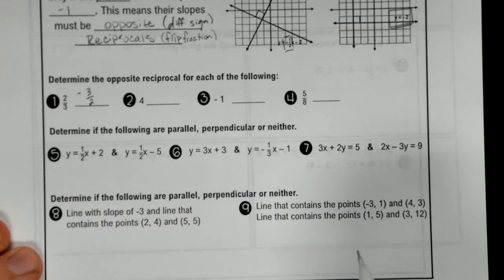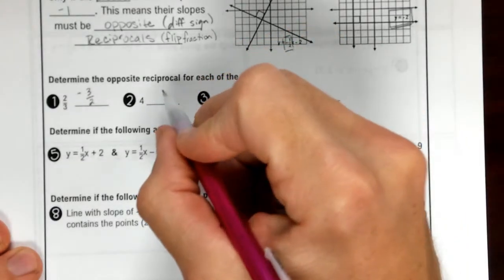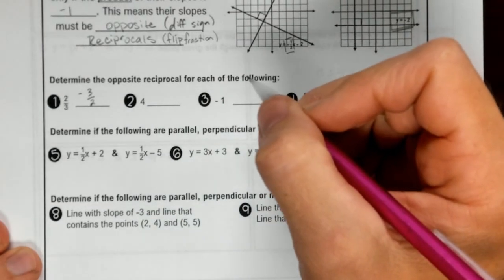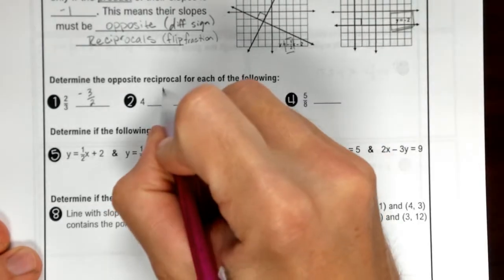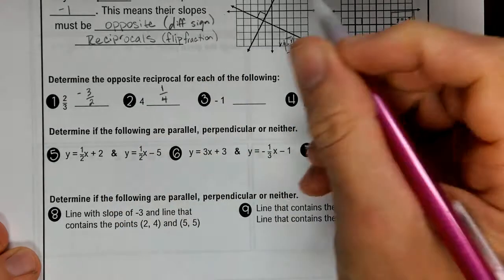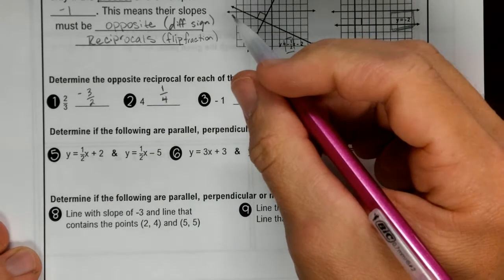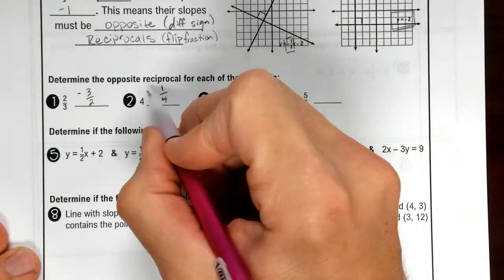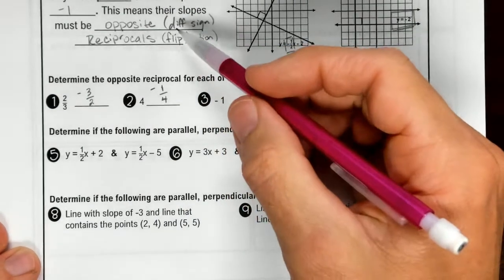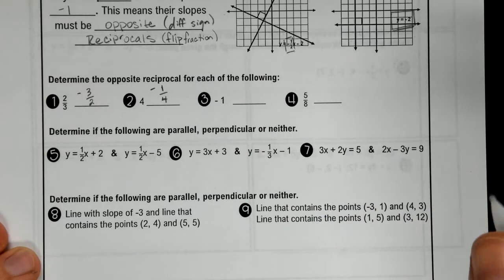Perfect. Hayes, you got number 2. 1/4? Riley, you agree? Negative 1/4. Now I agree. So opposite, again, you got two steps, guys. You got to change the sign and flip the fraction.